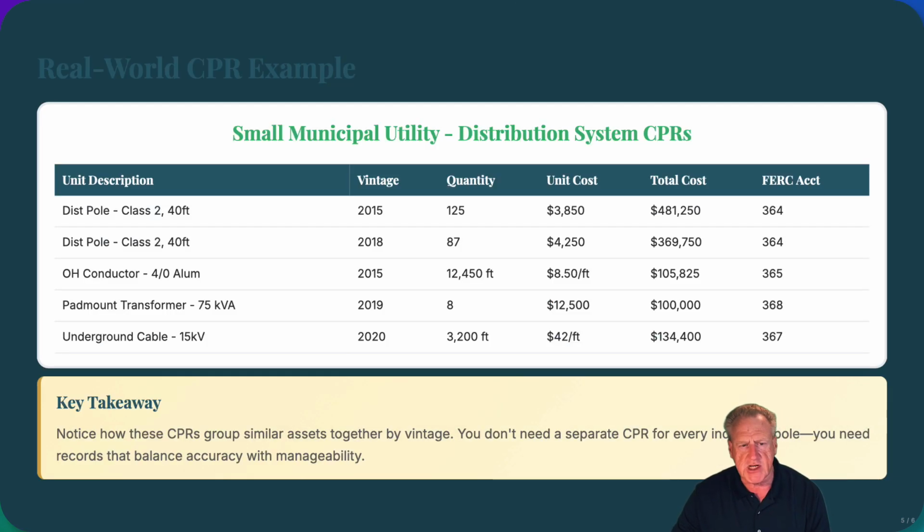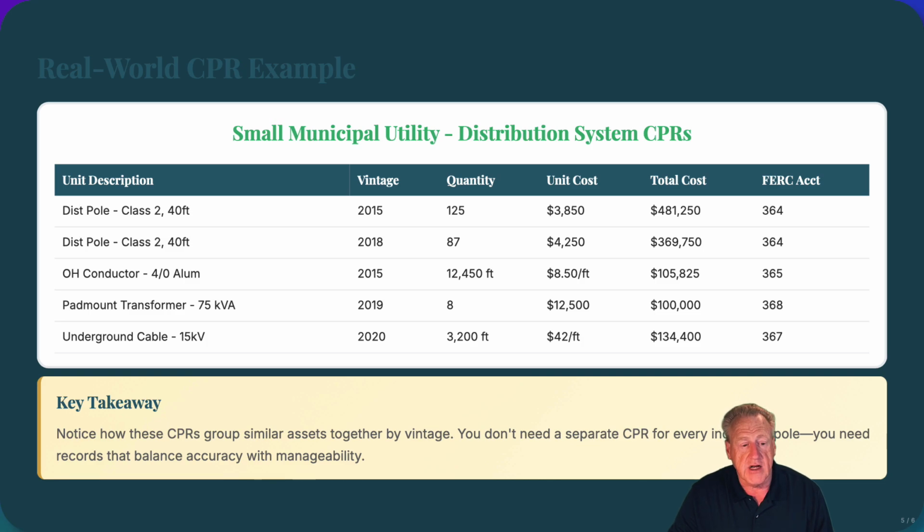So when you look at this example of CPRs, you see we have things mixed up here a little bit just to show you on the same screen. But we have distribution poles that were installed in 2015, how many, what the unit cost is, the total cost, and the FERC account, as I just said. We also have class 2 40-foot poles that were installed in 2018. You see the cost for those, how many are left. The quantity is the number of survivors, so those that are still in service.